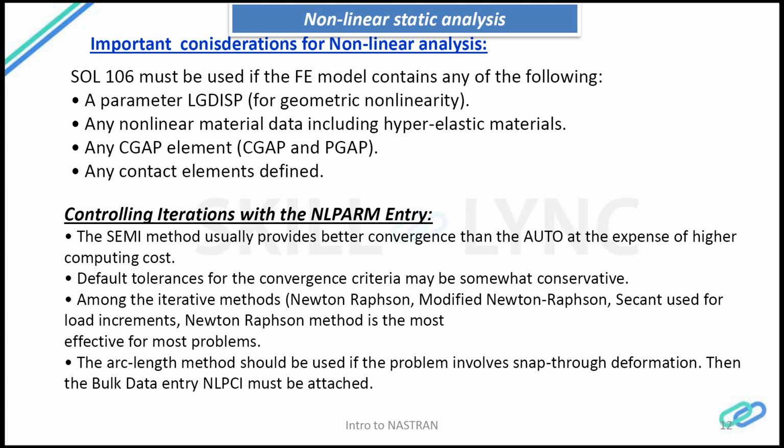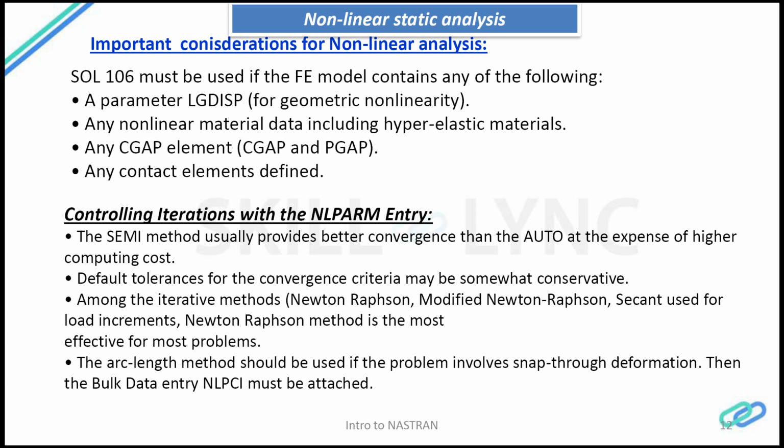Some of the important considerations would be the solution number, which is 106 for the Nastran run. For the linear static, it is solution 101. For the linear buckling, it is solution 105, and for nonlinear static, it is 106. So 106 should be selected.